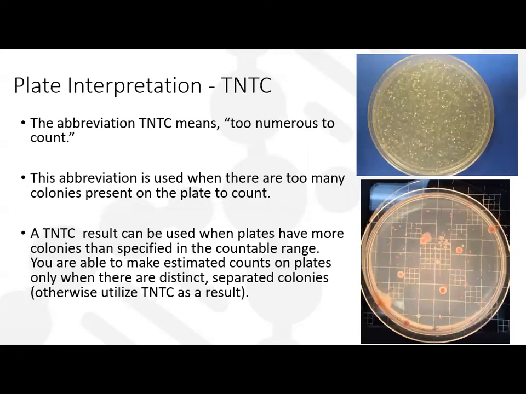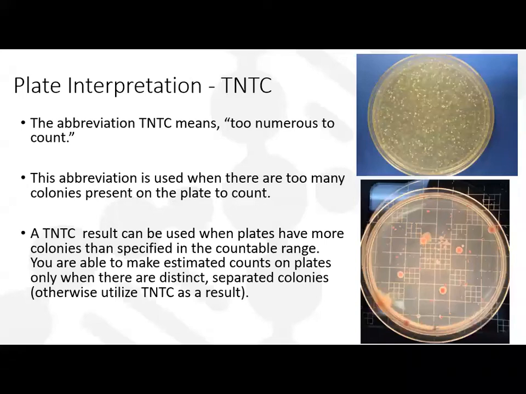Let's touch a little bit on TNTC plates. The abbreviation TNTC means too numerous to count. This abbreviation is used when there are too many colonies present on the plate to count. So a TNTC result can be used when plates have more colonies than the upper limit of the countable range. But you're also able to make estimated counts on plates when there are distinct separated colonies.